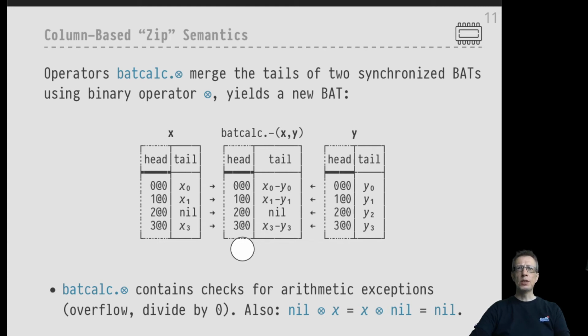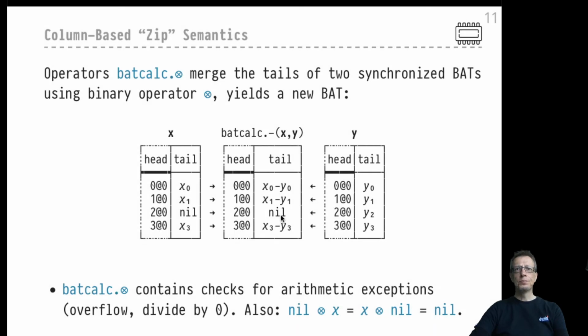You see that this batcalc routine, of course, contains some handling for arithmetic overflows. We don't see that here in this sketch on the slide. It would perform nil checking and would have some nil logic in there. So if one of the two argument BATs contributes a nil value here, we would obtain a nil value in the result. So that's probably what you expect from such a behavior of the batcalc.minus routine.